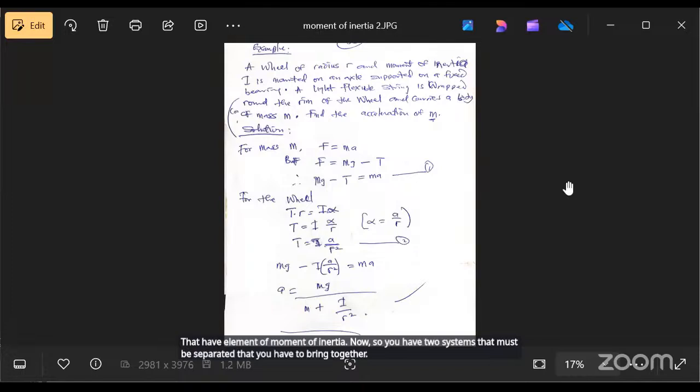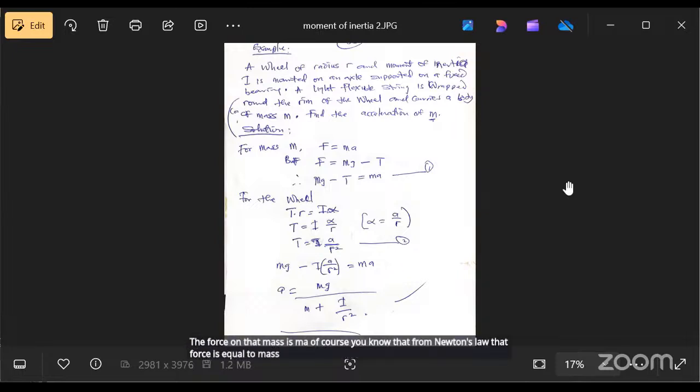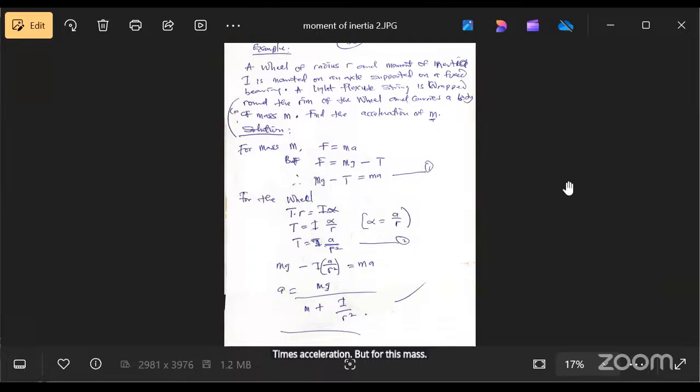Now, for the mass itself, the force on that mass is ma. Of course, you know from Newton's law that force is equal to mass multiplied by acceleration. That is correct. Force is equal to mass times acceleration. But for this mass that is on the string, the force that is effective will be the mass multiplied by the force of gravity minus the tension, that is, mg minus T.